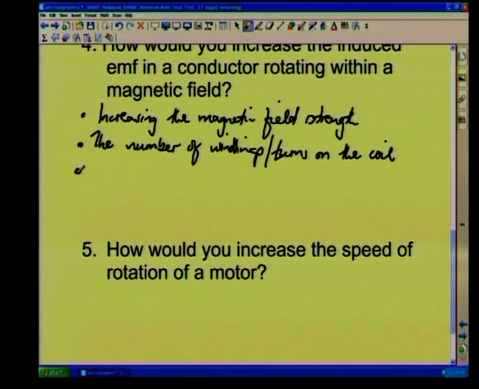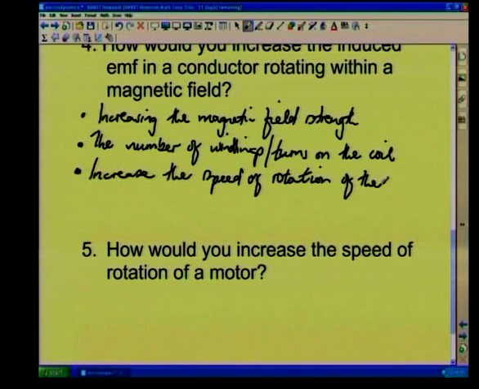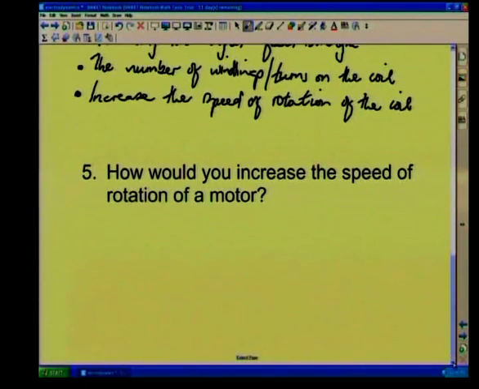What else can you do? You can increase the speed of rotation of the coil. So if you increase the speed at which the coil is rotating, then you'll increase the EMF developed by the generator.